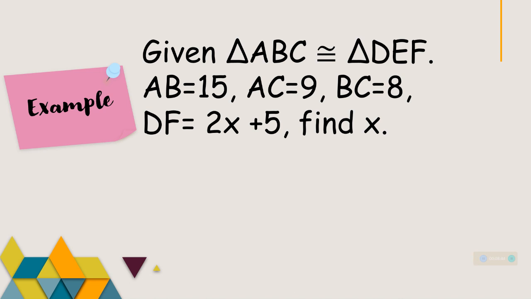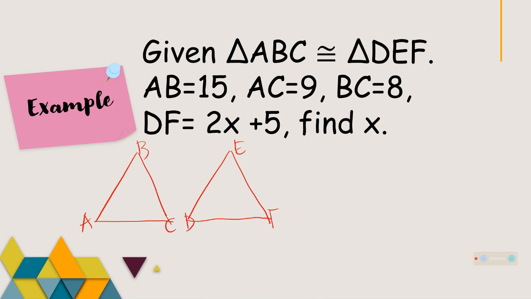For our example, we are given triangle ABC is congruent to triangle DEF. To solve this, it is very helpful to draw the two triangles. So we have here triangle ABC and triangle DEF. As I said in the previous video, if you label the triangle with its vertices, you are going to have the same direction.